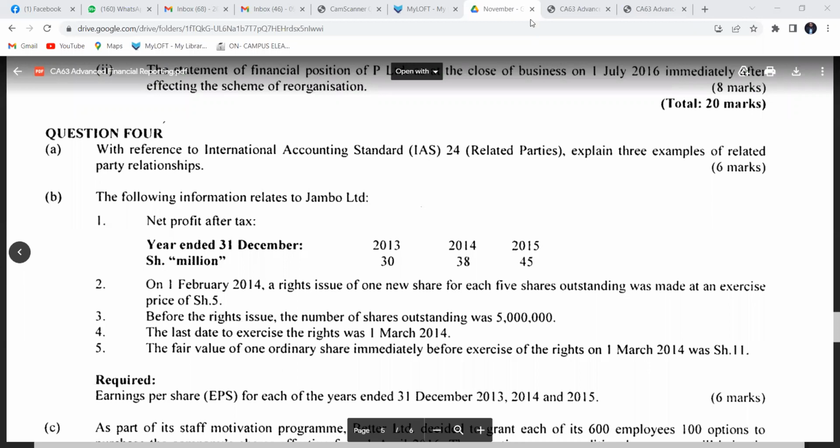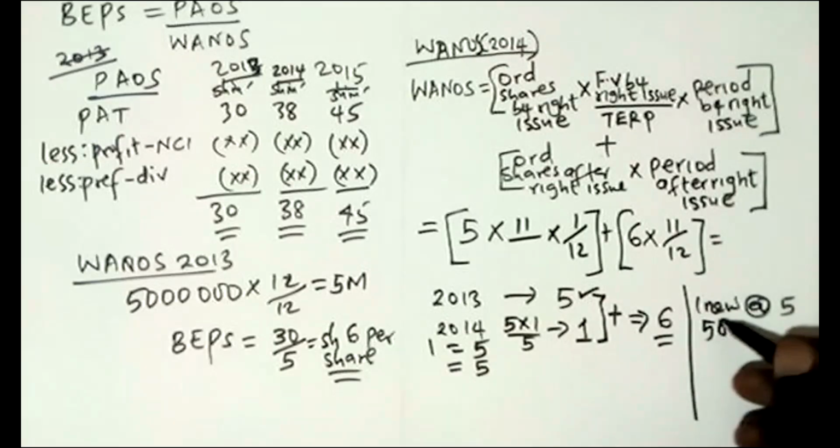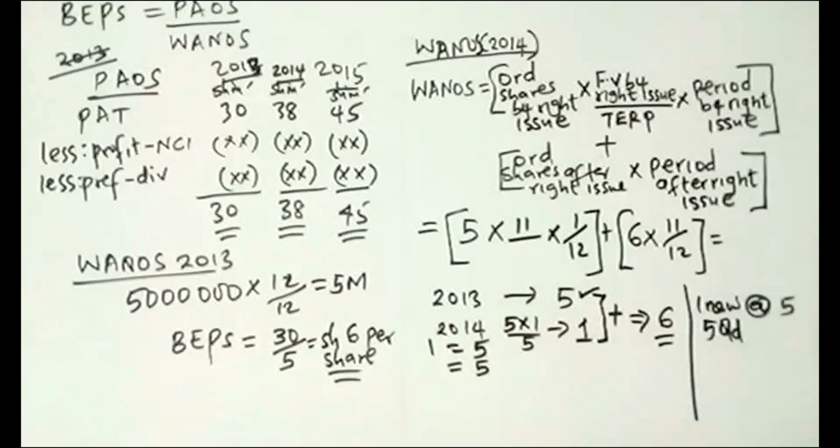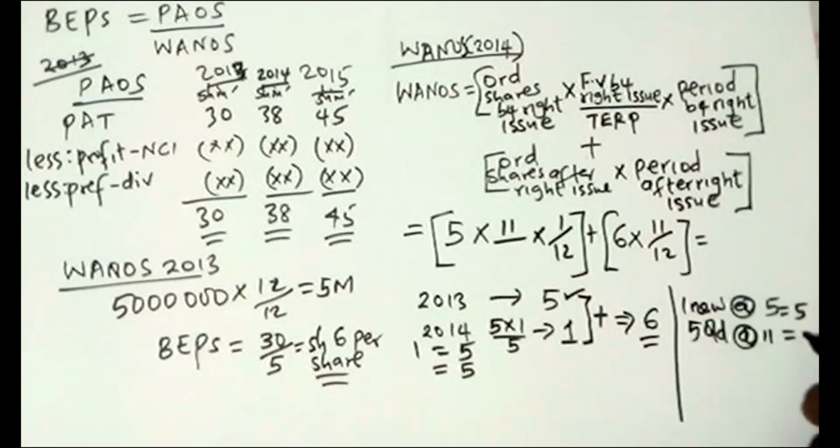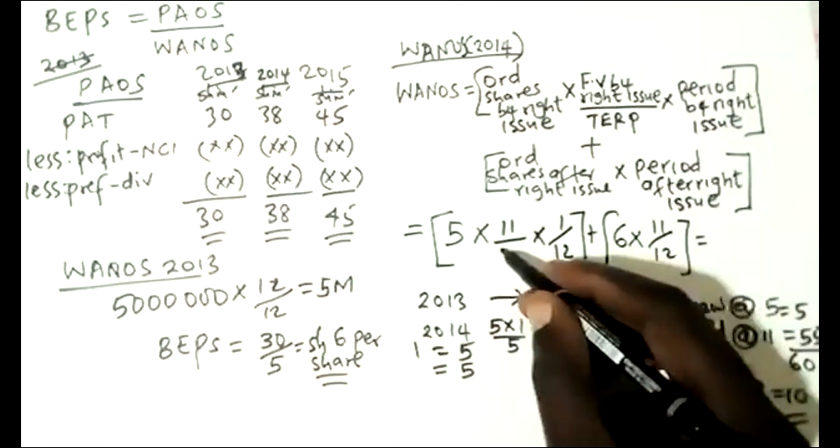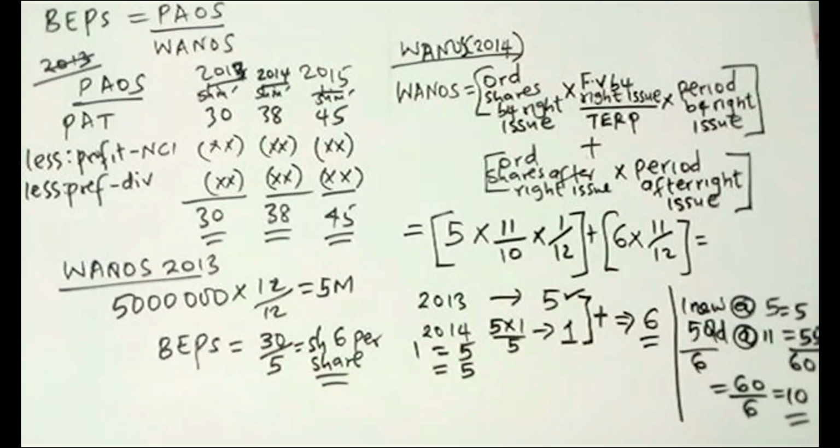So which means 5 old at 11. If you take 1 times 5, you get 5. Then 5 times 11, 55. So 5 plus 55 is 60. Then you take 60 divided by 6. That is 10. So 10 is what you take to your formula as the theoretical exercise price.